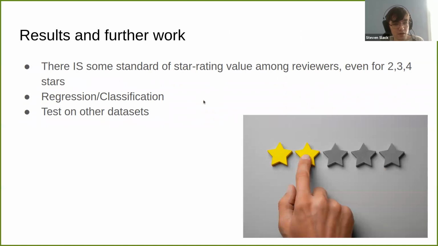All right, so for results and further work, I found that there was actually some standard of star rating value among the reviewers, even for the less defined categories like 2, 3, and 4 stars. And this is significant because people usually have a very different interpretation of what a 2, 3, and 4 star rating is. Someone's 4 star rating could be a 2 star for someone else. So to see that this language was somewhat standardized across different people's reviewing styles was really cool to see.